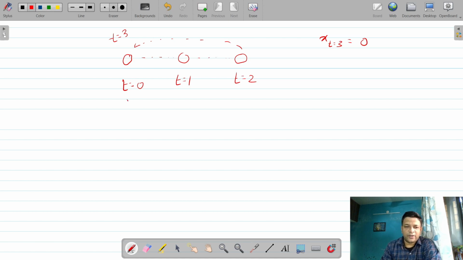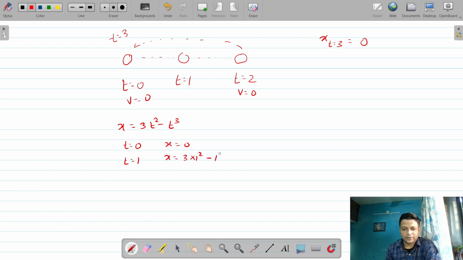So at t is equal to 0, velocity becomes 0. At t is equal to 2 seconds, velocity again becomes equal to 0, and it changes its direction. Now to calculate the distance, we can use the equation x is equal to 3t square minus t cube. We'll put the values here. So at t is equal to 0, x becomes 0. At t is equal to 1 second, x is equal to 3 into 1 square minus 1 cube. So it is 3 minus 1, that is 2 meter.